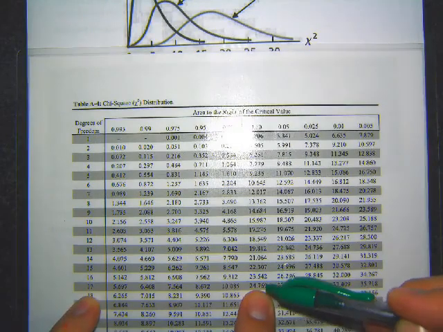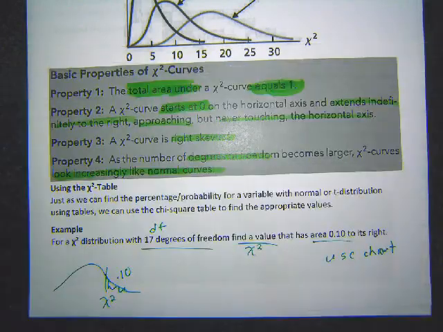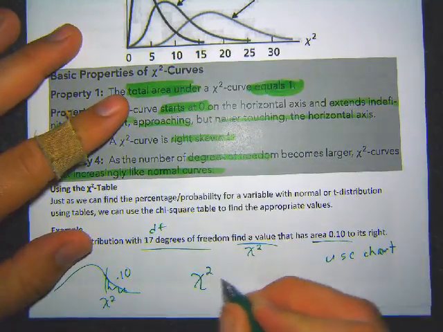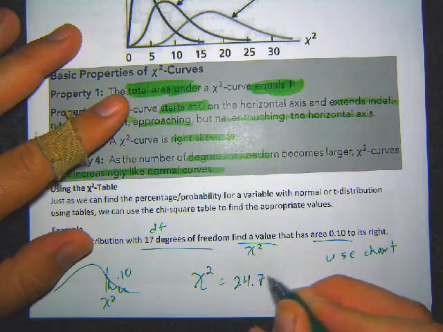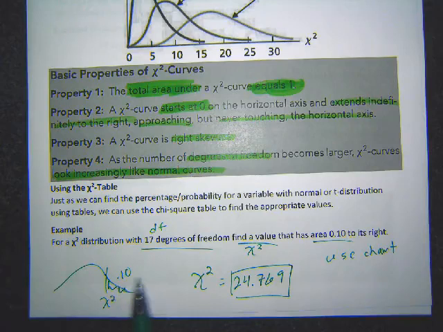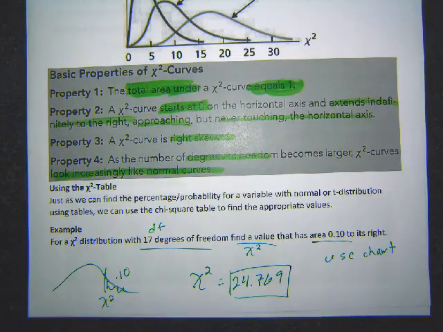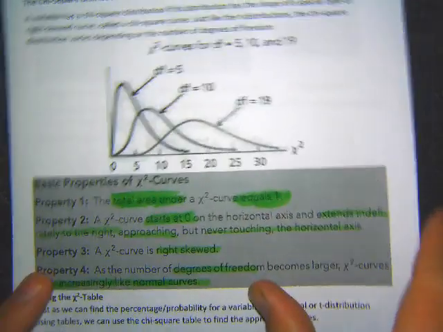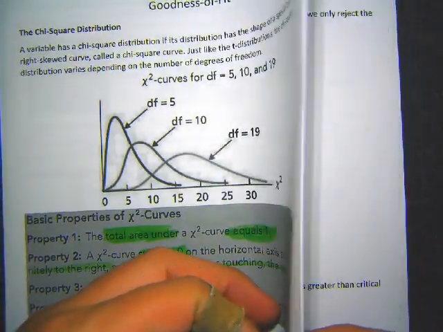So the answer to this chi-squared score we need would be 24.769. That is the chi-squared score that has an area of 10% or 0.1 to the right. You're not going to really need this a whole lot for this section, maybe if you answer a question like this, but most of the time if you use technology, we don't need to do that by hand. So we'll use it a couple times just for practice.